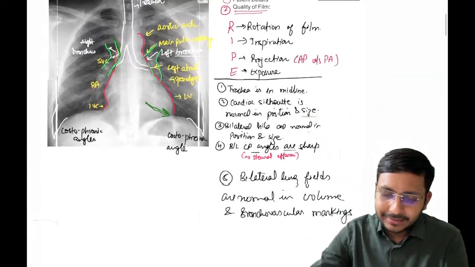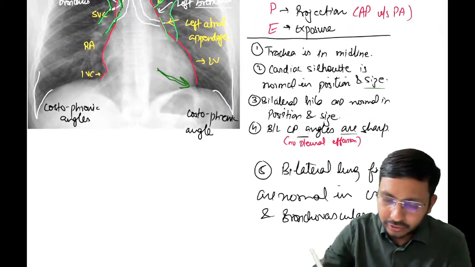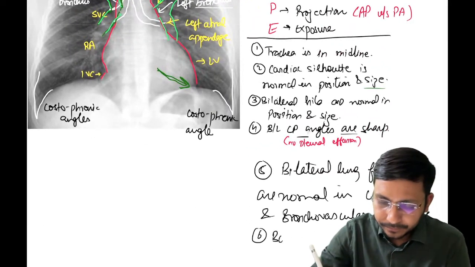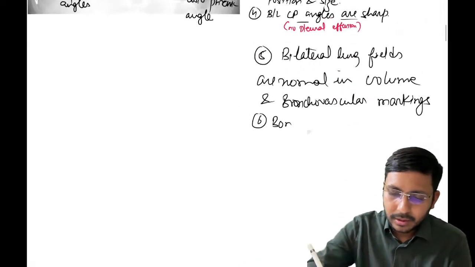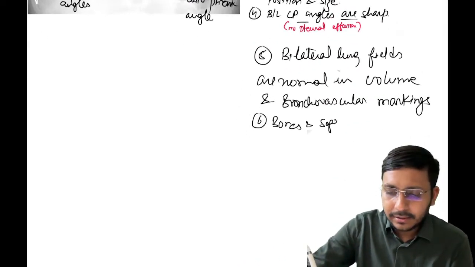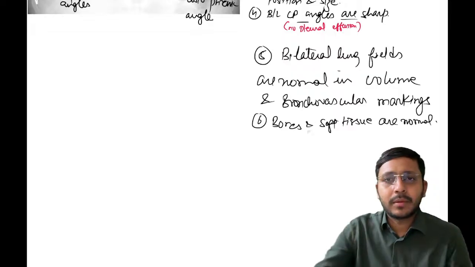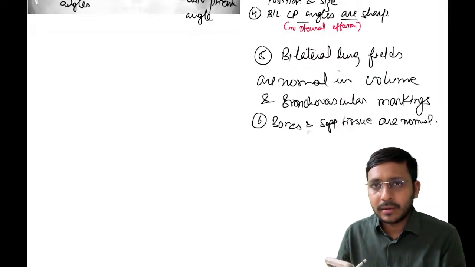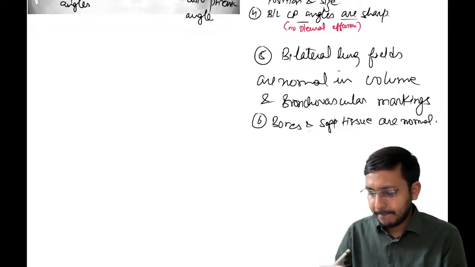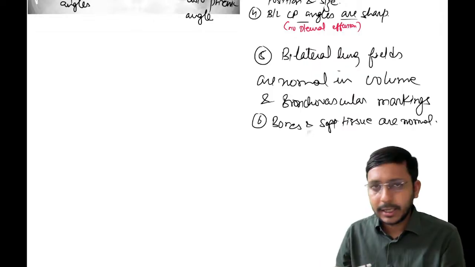And finally, sixth thing, we'll look at the bones and soft tissue. Bones and soft tissue are normal. Clear?